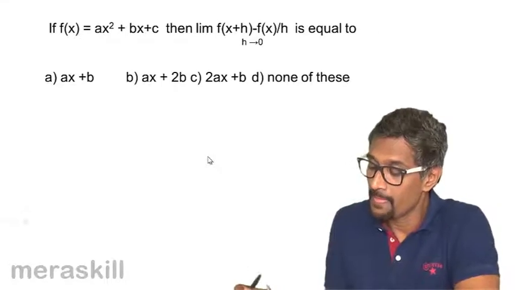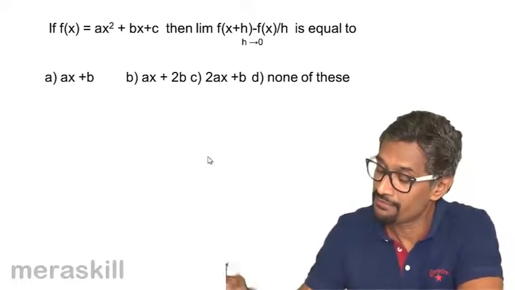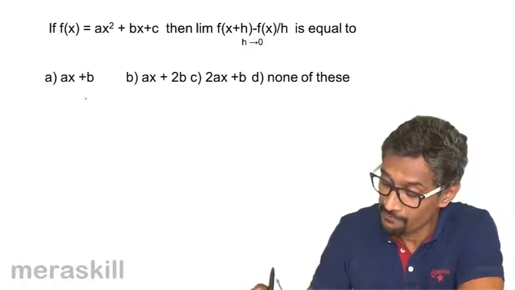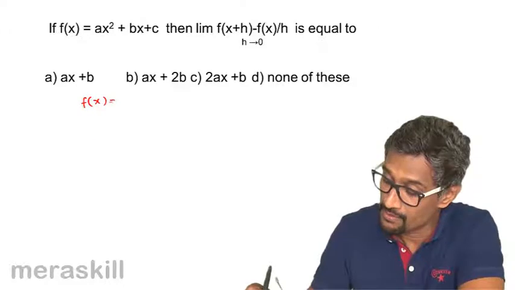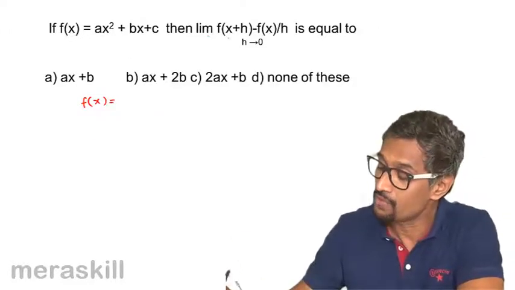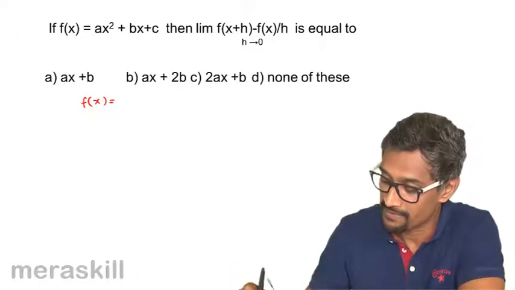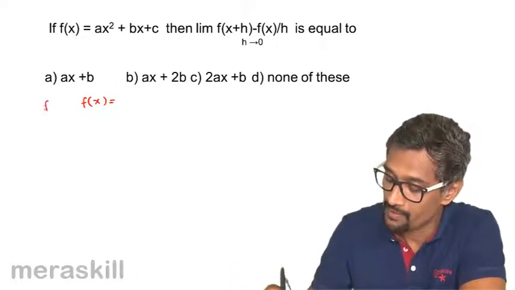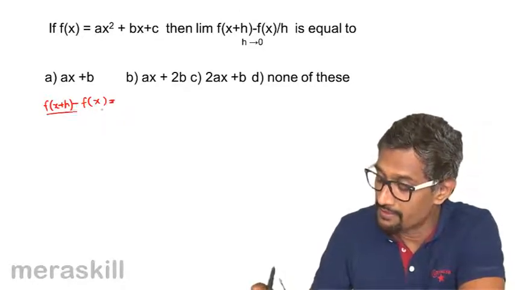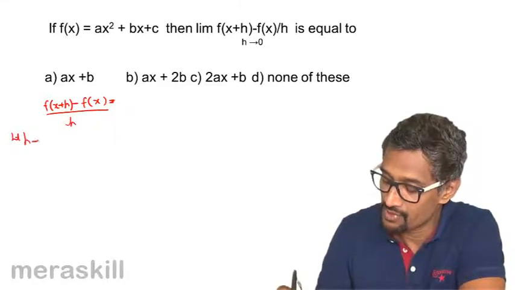All right. Now, here we have an interesting example. Now, f of x is equal to ax square plus bx plus c, and you have to find the limit of f of x plus h minus f of x, the whole thing divided by h, as h approaches 0.